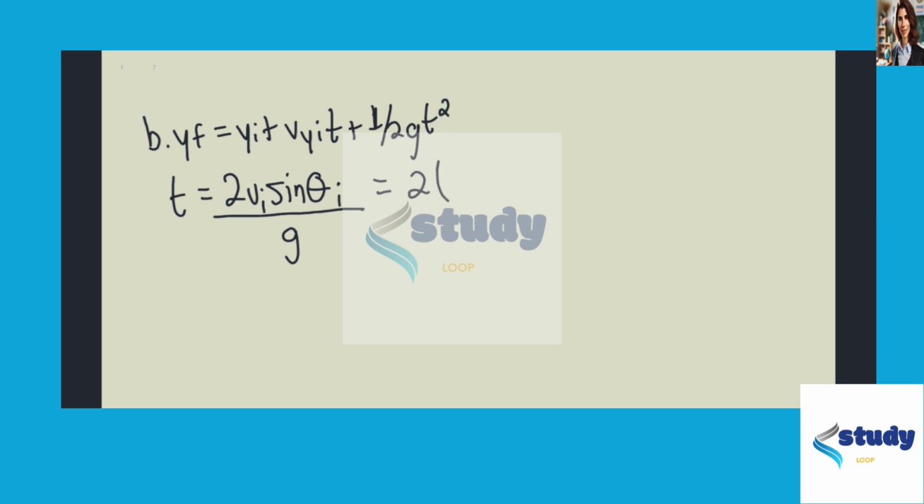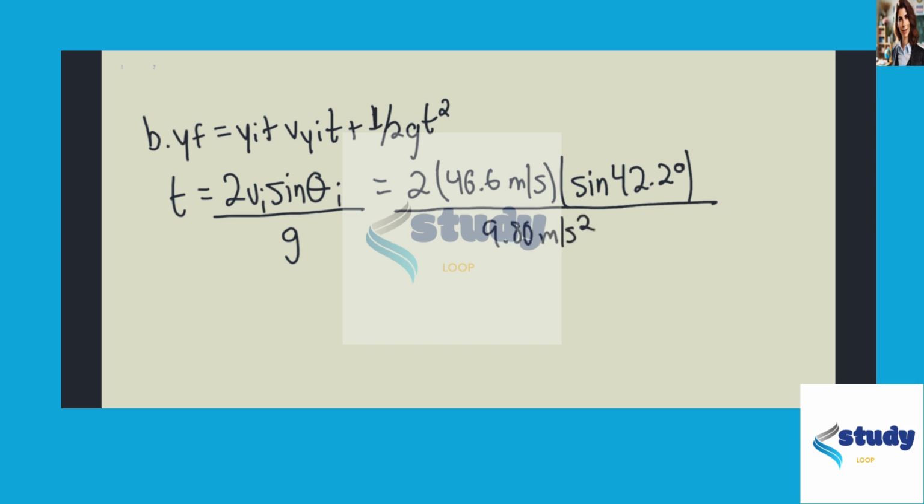Let's solve. 2 times 46.6 meters per second multiplied by sine of 42.2 degrees, my apologies, divided by G. So 9.80 meters per second squared. T is found to be 6.39 seconds, and of course 0 seconds. However, this answer does not apply, of course.